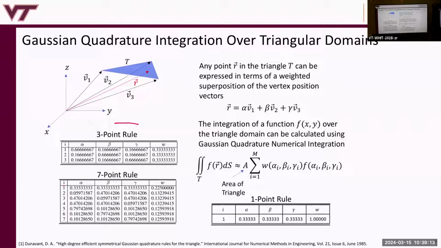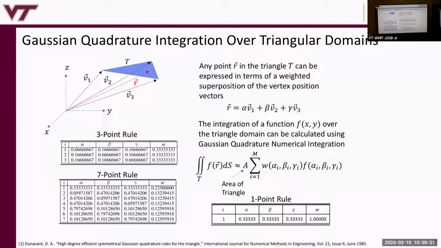For example, here's a 3-point rule. So I goes from I equal to 1 up to 3. And we add up three product terms. Here's the W column, which is the weights. And here are the alphas, the betas, and the gammas.